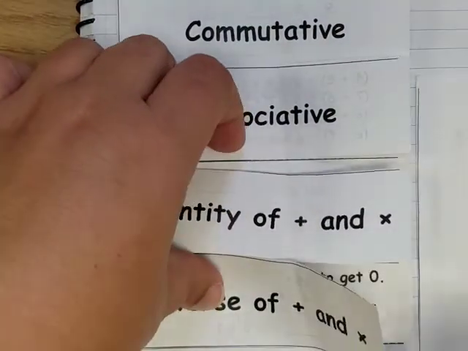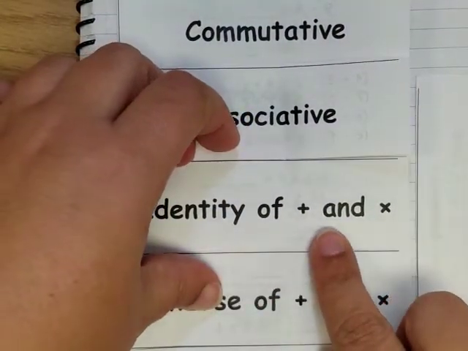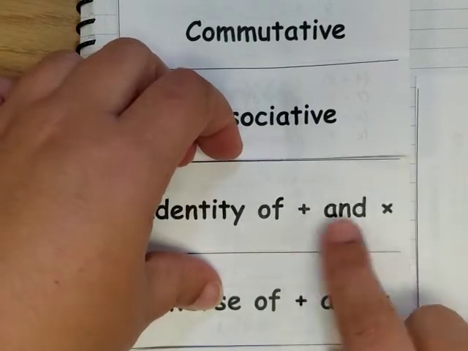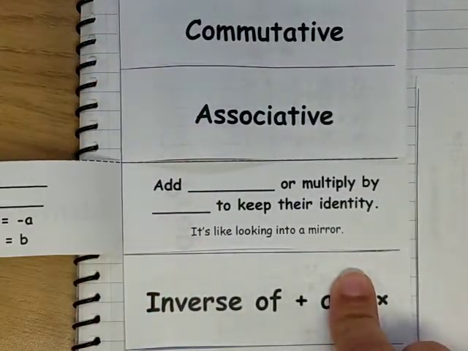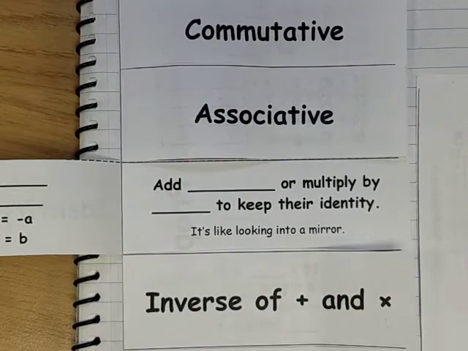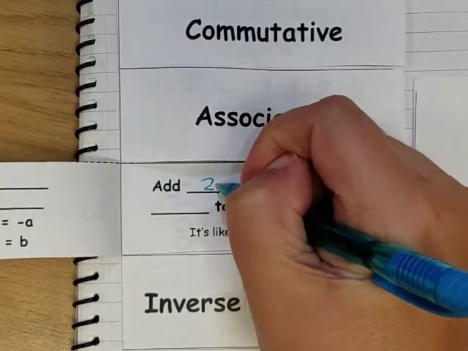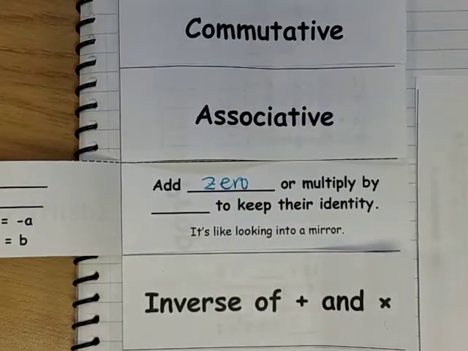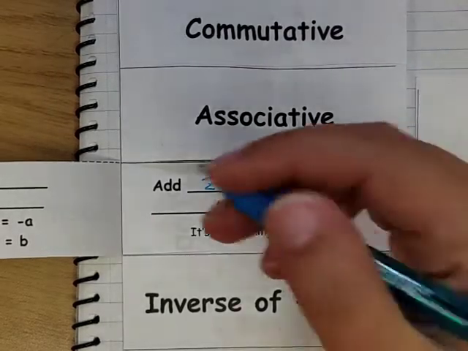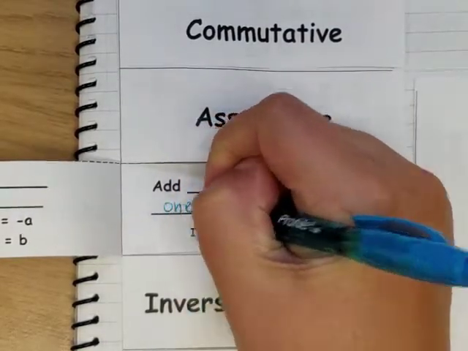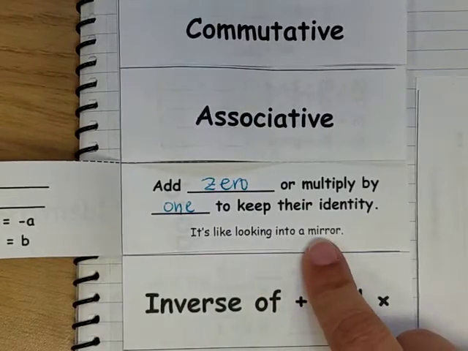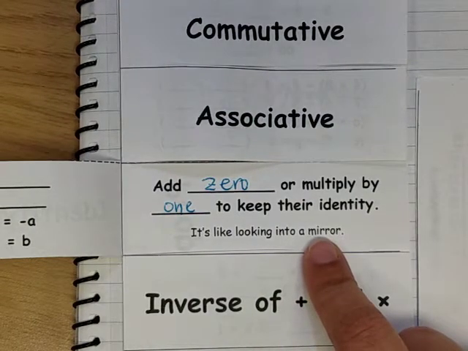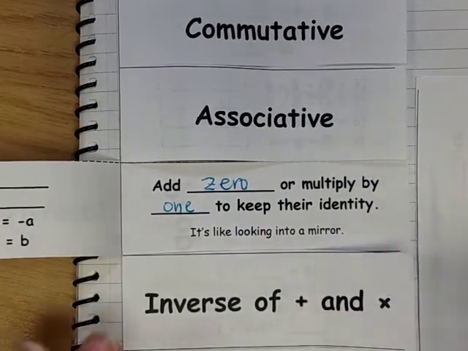The next vocabulary word we're going to talk about is identity of addition and identity of multiplication. So that's what those two symbols stand for. So what can you add to make any number be itself? You can add 0. And then what can you multiply any number by to keep it as itself? You can multiply by 1. So you can think about identity as looking into the mirror. I want to keep myself to be the same thing.